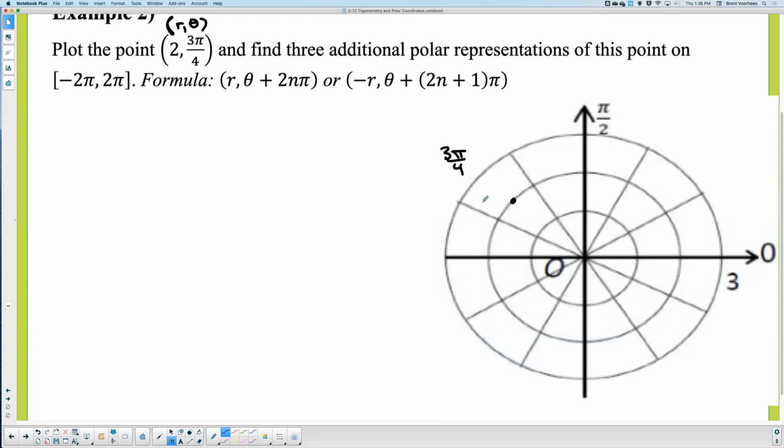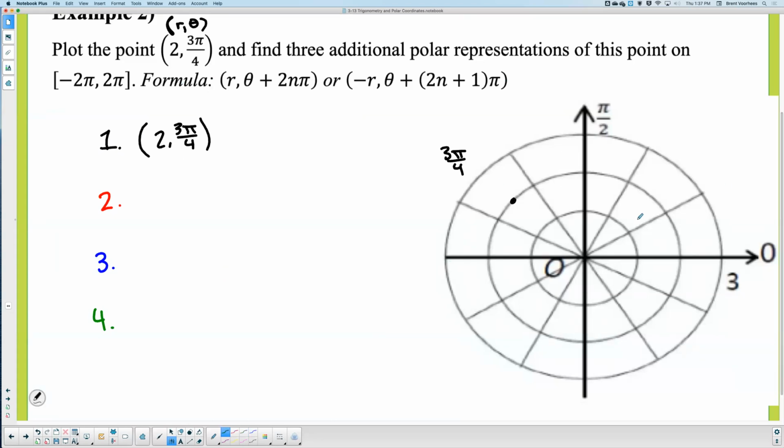Now that would be the point. So now I'm going to add, this is the first way. It says there are 3 additional representations. So if the first one's given to us as 2, 3 pi over 4, what I'm about to walk you through is that each point can be written 4 different ways. I'll do one in red, another in blue, and the last one in green. You can do it by formula, but first I'm just going to show you visually so you can see it.